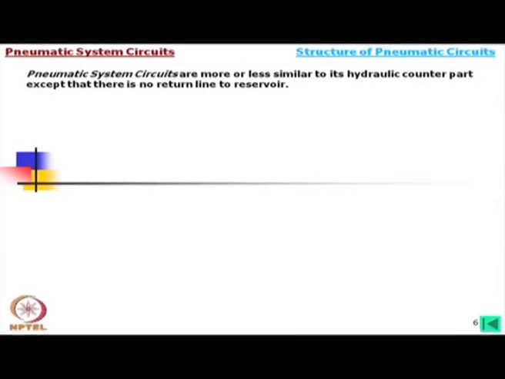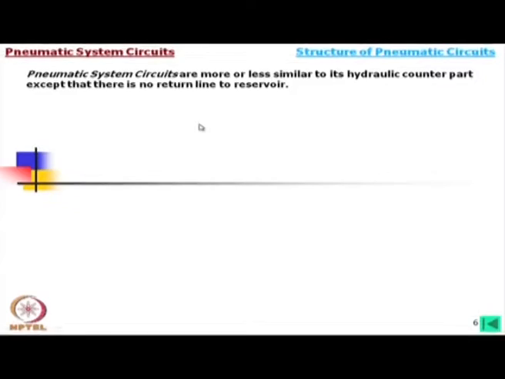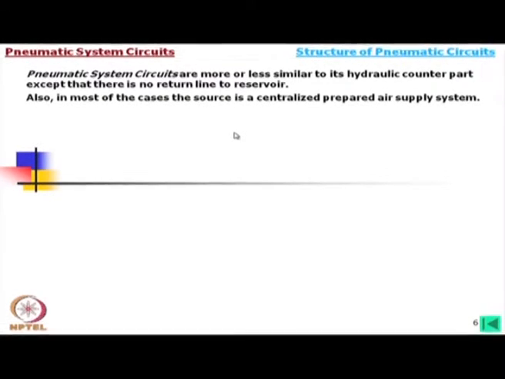Okay, now we shall come to the pneumatic circuits. So far what I have discussed is mostly about the air preparation and what should be the distribution line, etc. But now let us come to the pneumatic circuits, what is used for the particular operation and machines. Now, this is more or less similar to the hydraulic counterpart, except that there is no return line to a reservoir, because the air is released to the atmosphere.